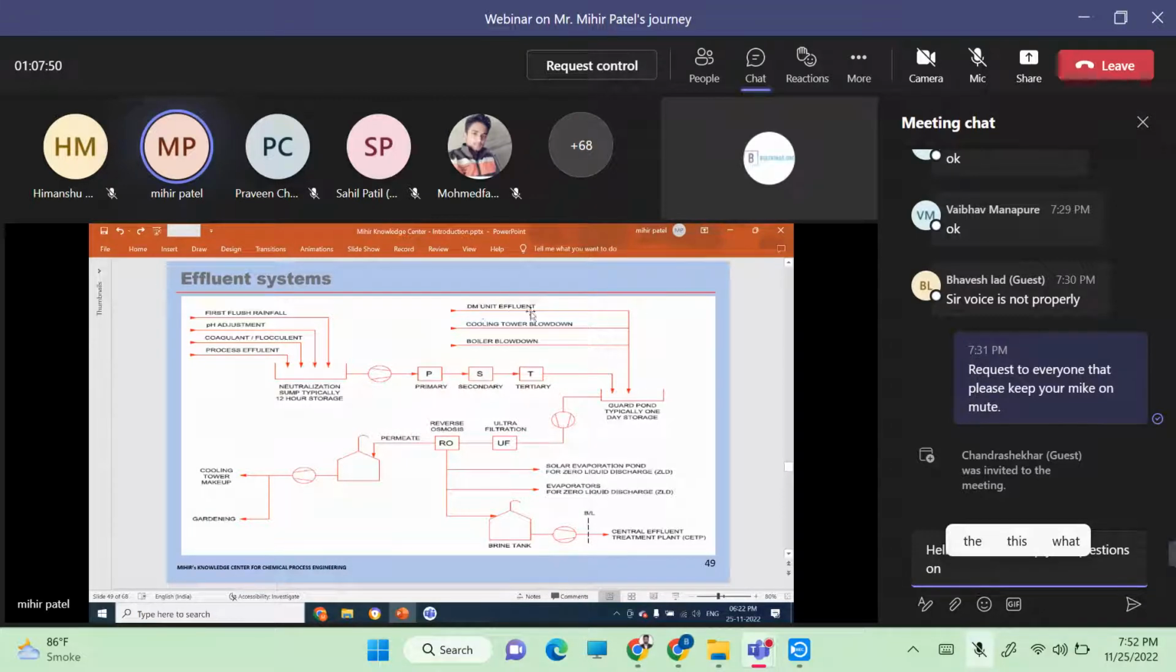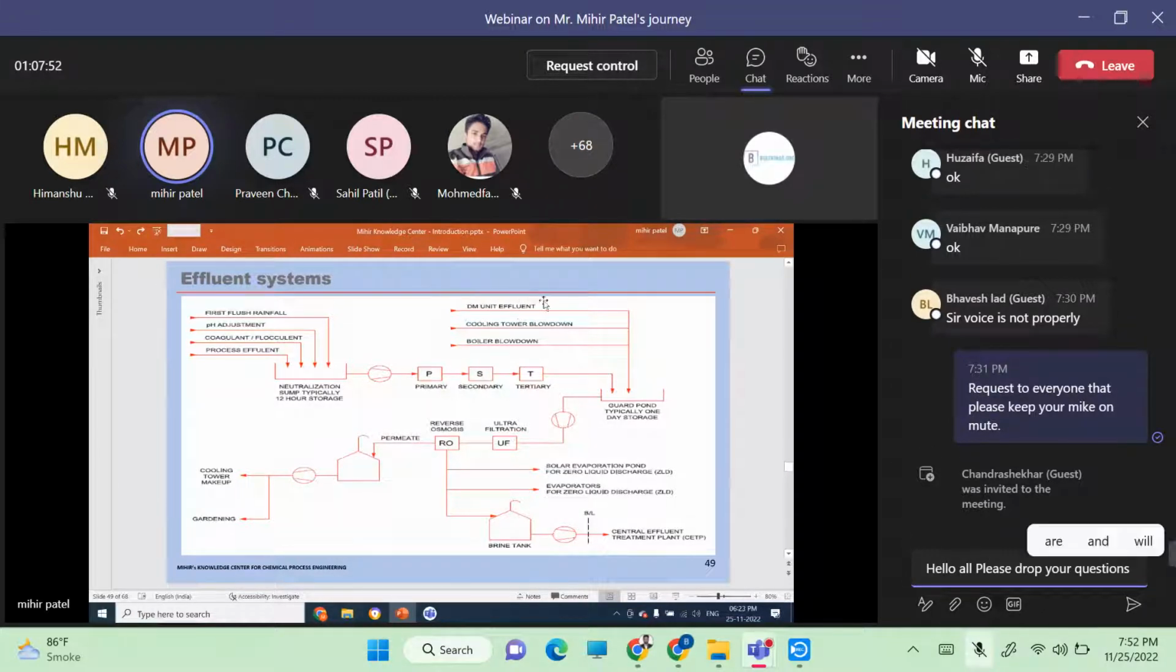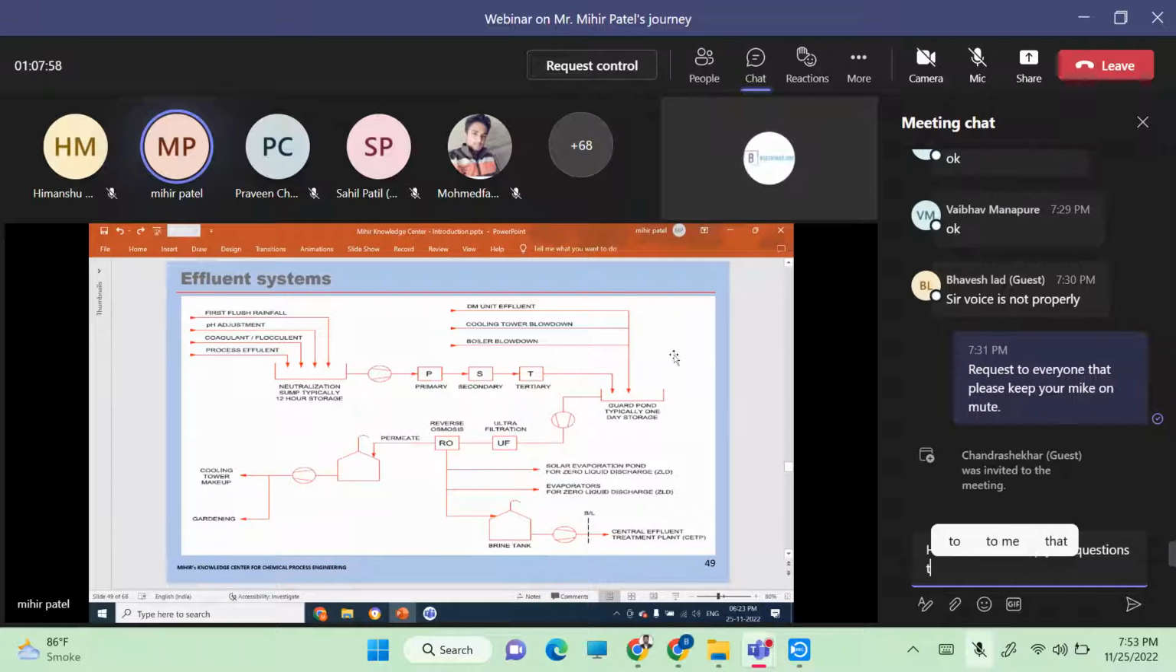So these are DM unit effluent. Let's say you have a demineralization unit which is using the conventional ion exchange resins. So those effluents are normally quite clean after neutralization to 7 pH. They have a little bit of TDS, total dissolved solids. So these can directly be taken to this guard pond at the outlet of this main ETP plant. Cooling tower blowdown, similarly boiler blowdown. These are taken to the guard pond.